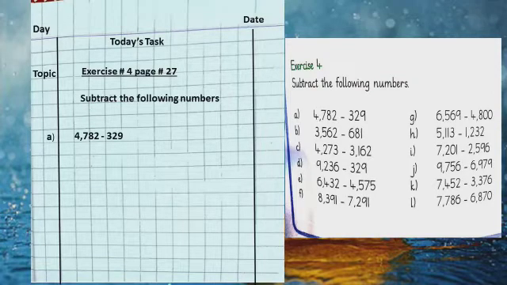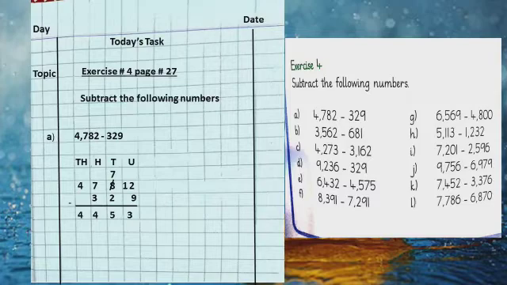Next, A part, we have numbers 4782 minus 329. First, we arrange these numbers vertically and start subtraction from the units column. 2 minus 9. The top value of the units column is smaller than the lower value. So we borrow 10 from the tens value. So the top value of the units column becomes 12 and the tens value becomes 7. 12 minus 9 is equal to 3. Next, 7 minus 2 is equal to 5. Next, hundreds value 7 minus 3 is equal to 4. Next, 4.